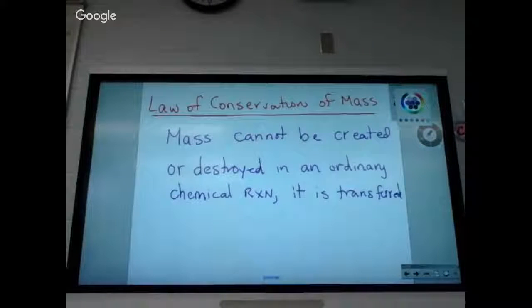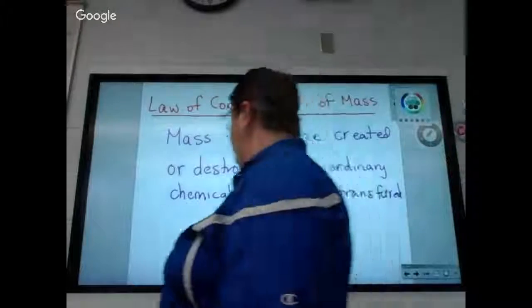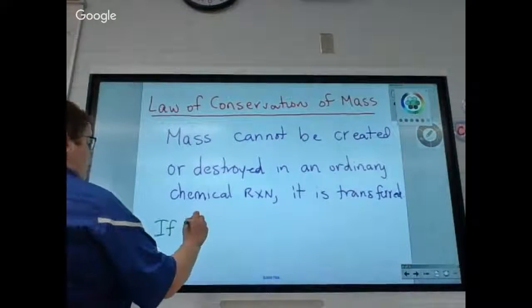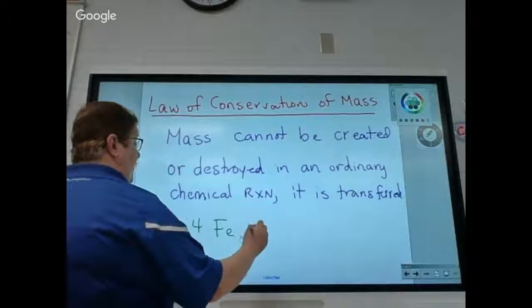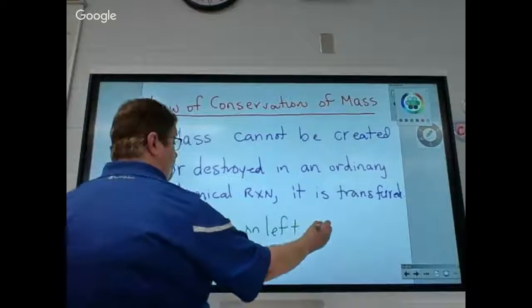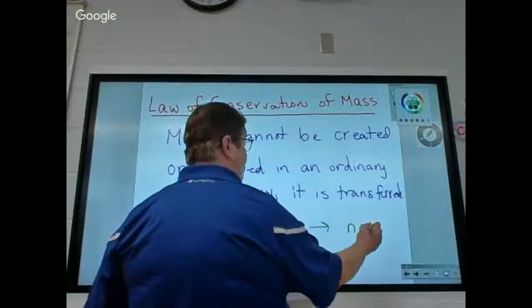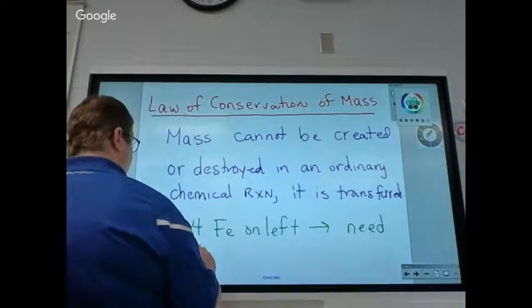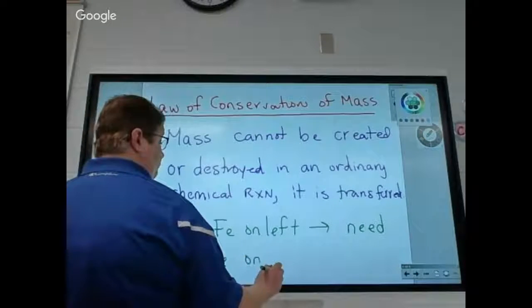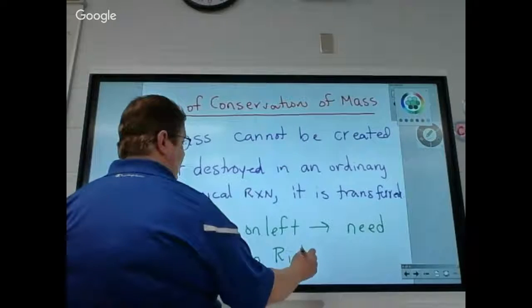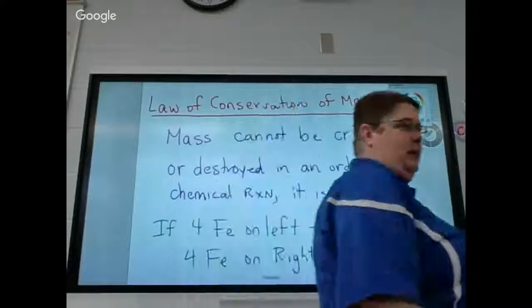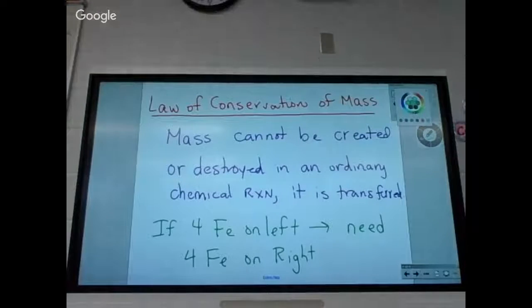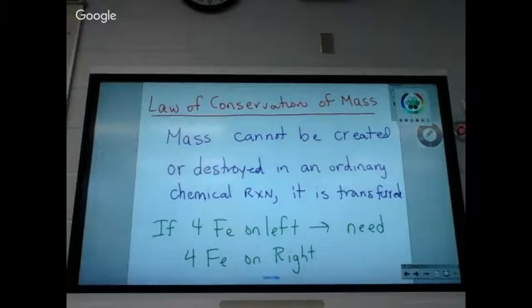What does this mean for us, though, in terms of balancing? It means if there's 4 Fe's on the left, you need 4 Fe's on the right. That's the whole premise behind balancing. Your job is to make it work. Okay? So if there's 4 of something on the left, you got to get 4 on the right.